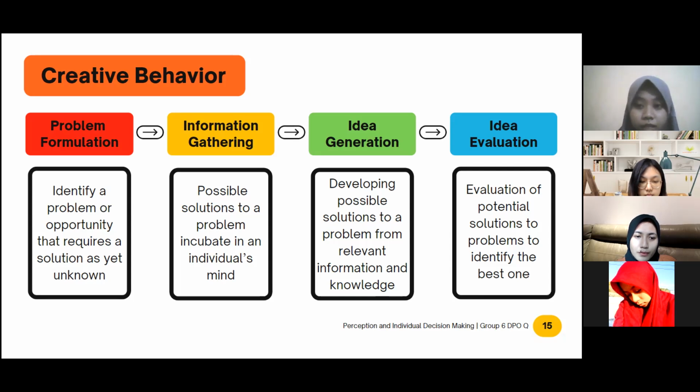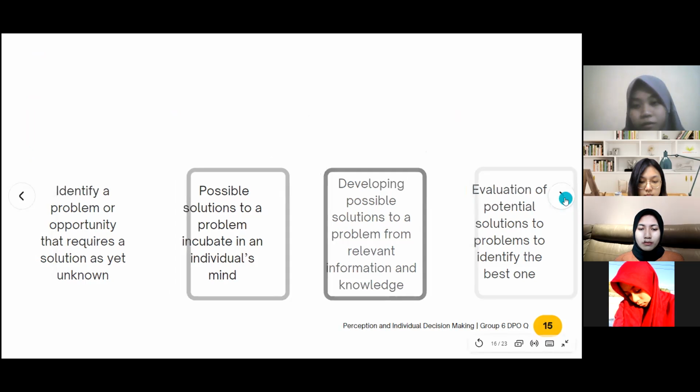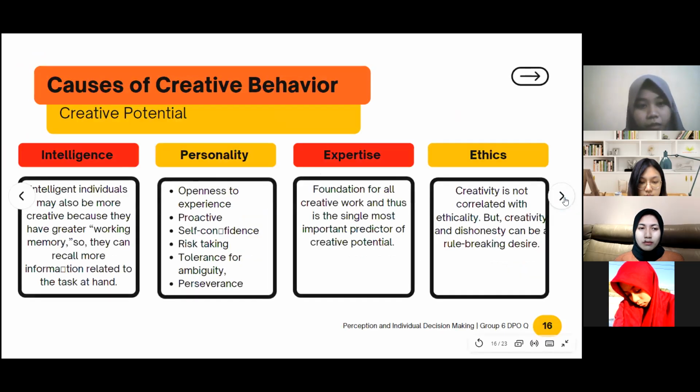In this stage, we develop possible solutions to a problem from relevant information and knowledge. The last is idea evaluation. Idea evaluation is the process of creative behavior in which we evaluate potential solutions to identify the best one. There are three factors that can make people become creative. The factors are creative potential and creative environment.